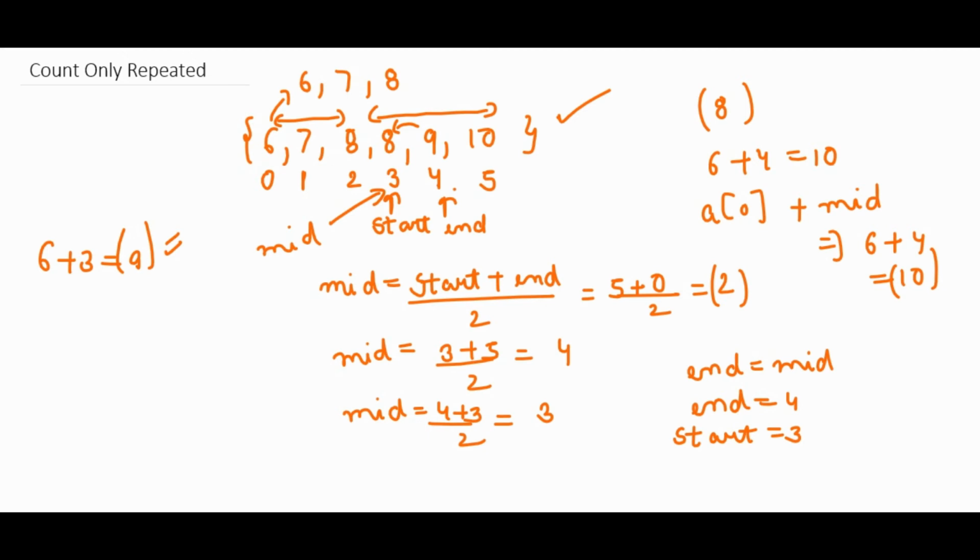So now again we will move left. So now what will happen? Our end pointer will point at the mid now. So our end will become mid, which is equal to 3, and our start will remain at 3 only.